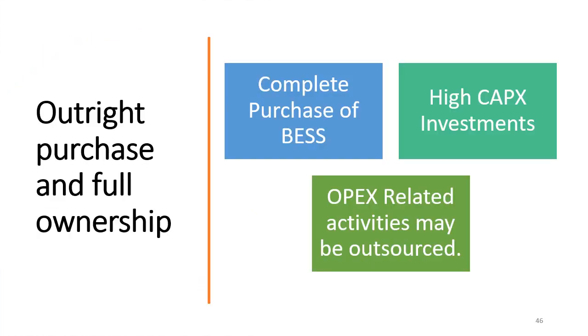Another business model could be outright purchase and full ownership. This is a very straightforward business model where the owner right away purchases the battery energy storage system. This means huge investment in capex cost, and the maintenance related activities could be outsourced.